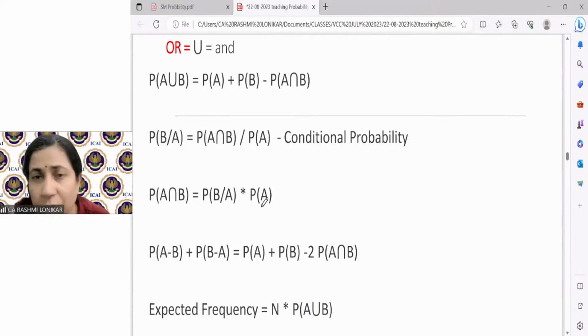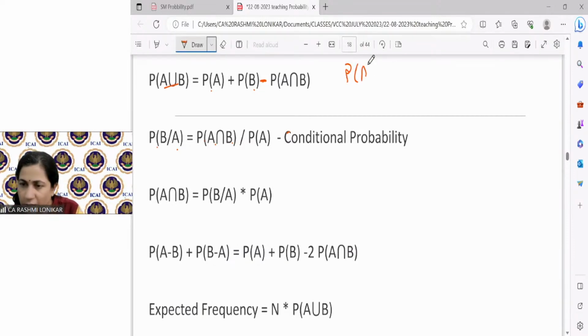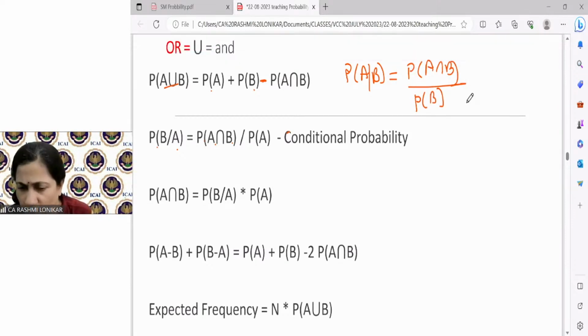Now I've also put in the formulas for your revision. P of A union B is equal to P of A plus P of B minus P of A intersection B. Remember the minus. What is the formula for conditional probability? P of B given A is equal to P of A intersection B upon P of A. P of A intersection B is also given by P of B given A into P of A. Similarly, P of A given B is equal to P of A intersection B upon P of B. If you remember at least one formula, the other one you can make on your own also.